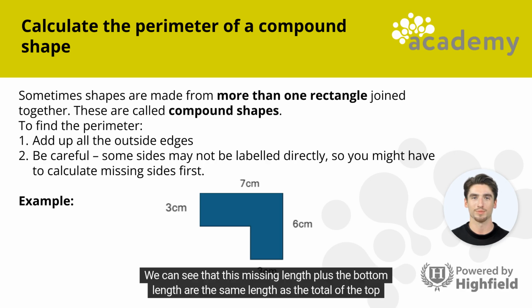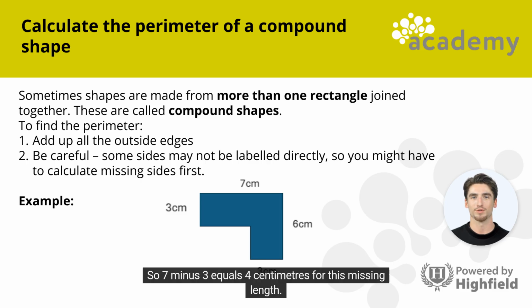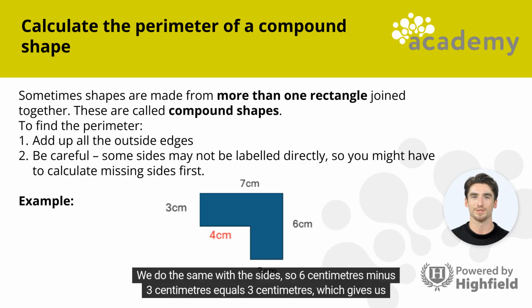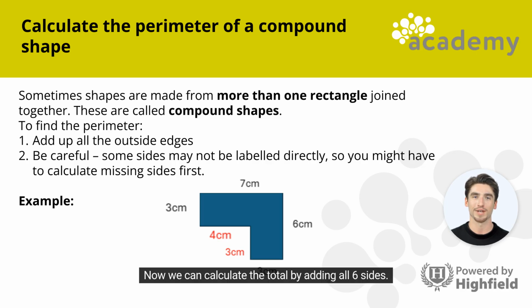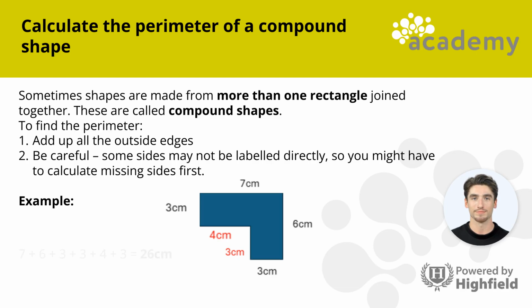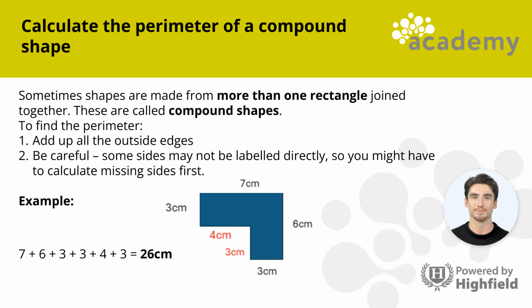We can see that this missing length plus the bottom length are the same length as the total of the top length. So 7 minus 3 equals 4 centimeters for this missing length. We do the same with the sides, so 6 centimeters minus 3 centimeters equals 3 centimeters, which gives us the second missing length. Now we can calculate the total by adding all 6 sides. 7 plus 6 plus 3 plus 3 plus 4 plus 3 equals 26 centimeters.